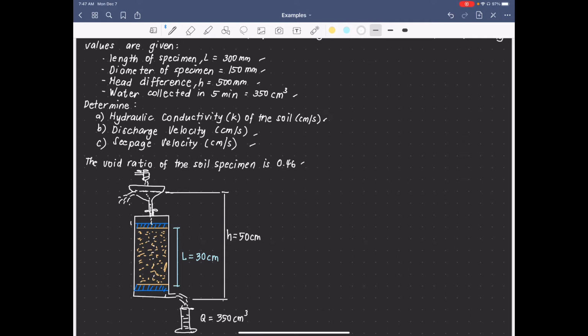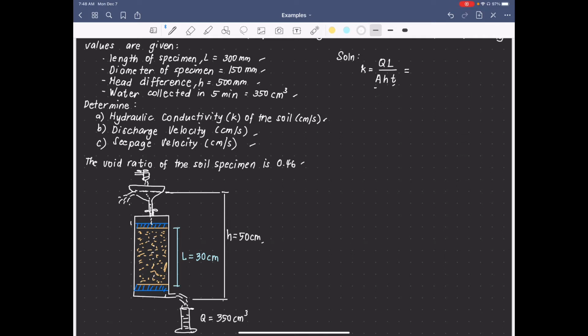Okay, so we need the hydraulic conductivity, K. And we have a formula for that. The hydraulic conductivity is given to be Q times L divided by A times H times T, wherein Q is the discharge or the total amount of water collected at a certain period of time. In our case, it is 5 minutes. Length, L is the length of the specimen, which is 30, and area is the area of our soil specimen. The diameter is given, so we can compute for the area. H is the head difference, and T is the time for the collection. So all data are given, so we can just plug in the values.